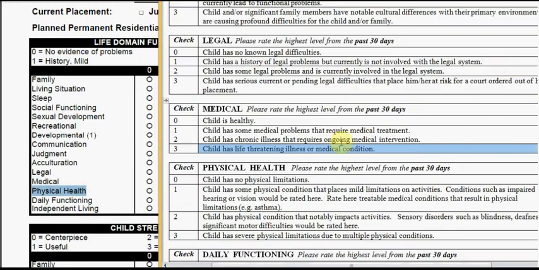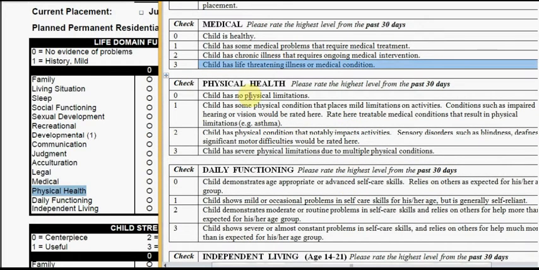Physical health is more related to something like physical limitations or disabilities. So let's see. In 0, the child has no physical limitations. In 1, the child has some physical condition that places mild limitation on activities. Conditions such as impaired hearing or vision would be rated here. We rate here treatable medical conditions that result in physical limitations like asthma. In 2, the physical conditions notably impact activities. There are sensory disorders like blindness, deafness, or significant motor difficulties. In 3, the child has severe physical limitations due to multiple physical conditions.